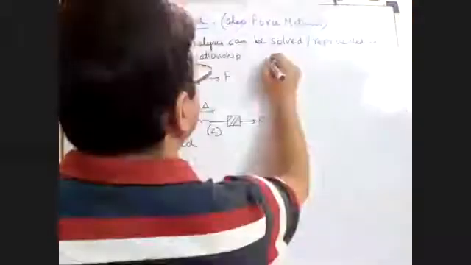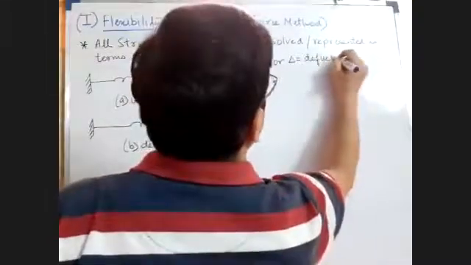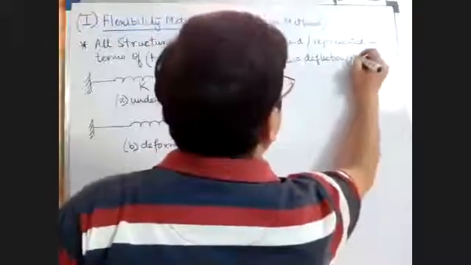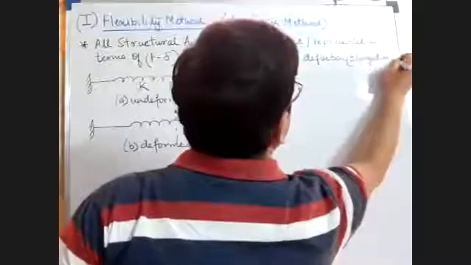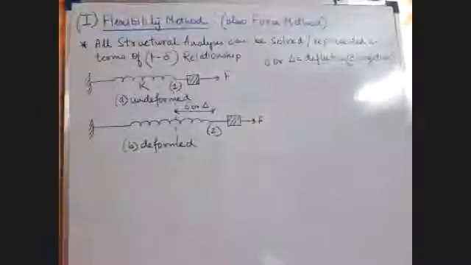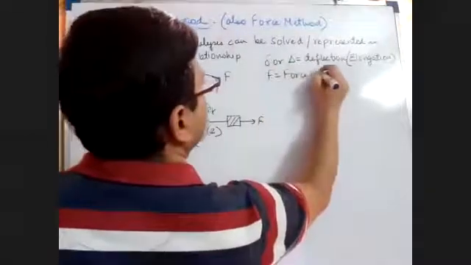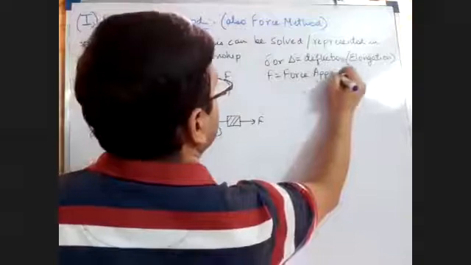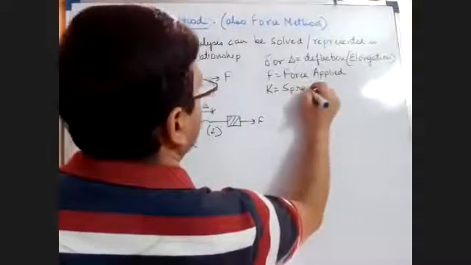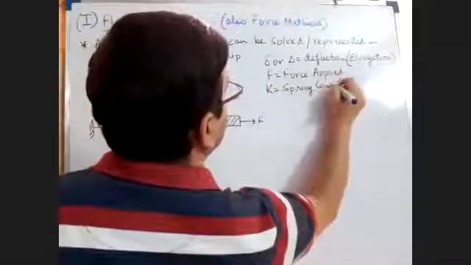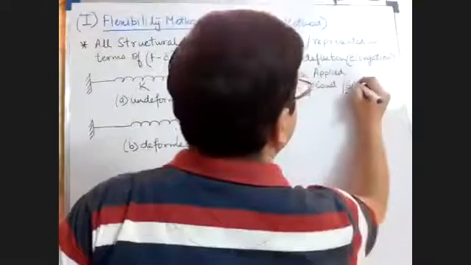So delta is the deflection, or particularly here it is called the elongation, in the spring, F is the force applied, and K is the spring constant, which is also known as stiffness. The spring constant is basically equal to stiffness.